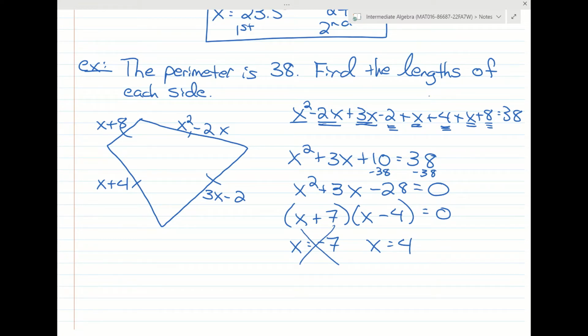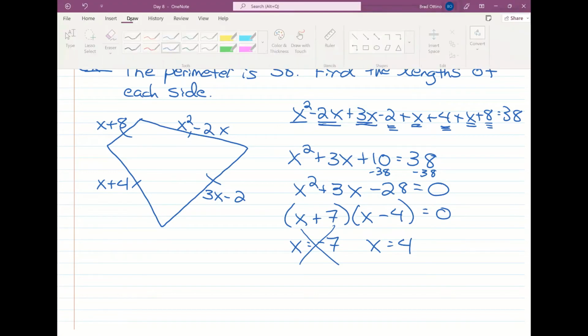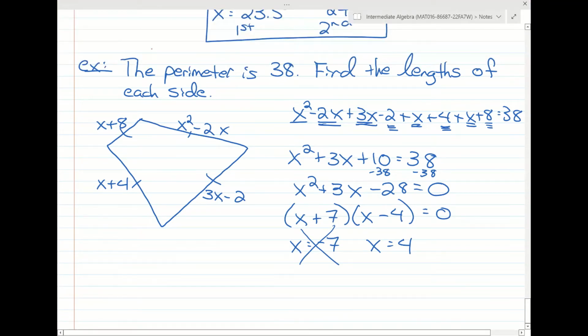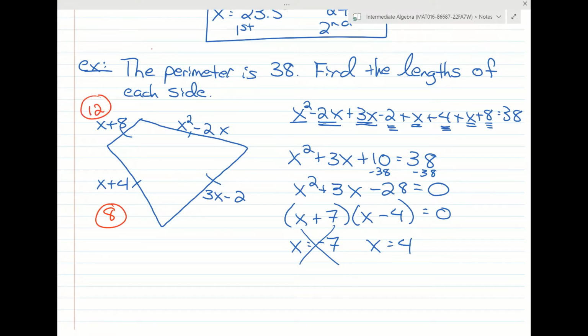So if we're going to answer the question about how long is each side, if x is 4, this would be 8. This would be 12. This would be 12 minus 2 is 10. And 16 minus 8 is 8. This is like one of those SAT problems where it says not drawn to scale, right?